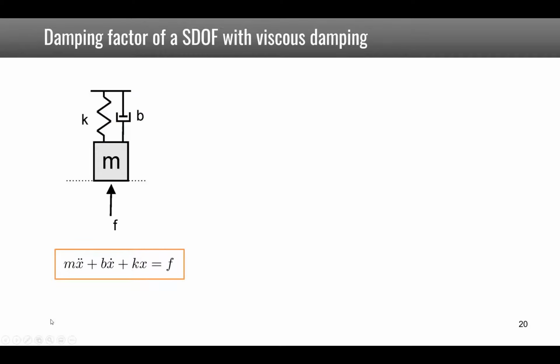To compute the damping factor for a single degree of freedom model with damping, we start from the equation of motion, and we write the energy dissipated here in the dashpot as the integral of b ẋ ẋ dt, so this is the force times the velocity.